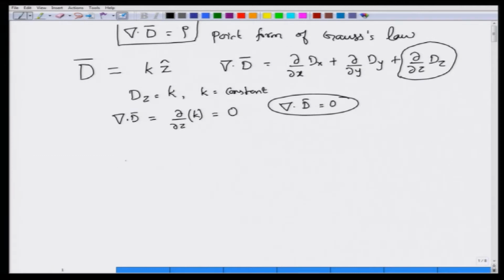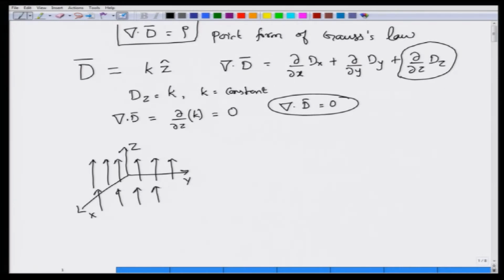For that, you try to sketch how the D field itself would look. Now, the D field is along the z direction. So, let us mark the x, y and z directions on this paper. So, you have y, x and z, and at all points x, y and z, the vector field D is directed along the z axis and has a constant value of k. So, you have at all points the vector field D being given by the constant value k and headed in the direction of the z axis.